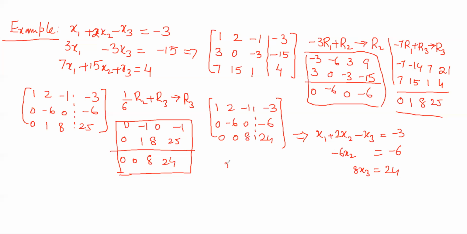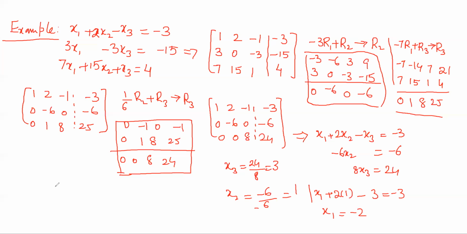From the third equation, we get x3 is equal to 24 by 8, that is 3. From the second equation, we get x2 is equal to -6 by -6, that is equal to 1. And from the first equation, we get x1 plus 2 into 1, since x2 was 1, minus x3, which was 3, is equal to -3. So now we get x1 is equal to -2.